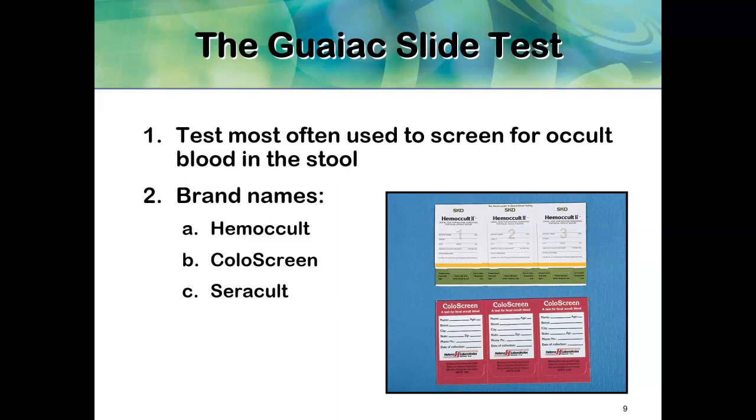The way that we do this is by using a test most often ordered to work as a screening tool for the occult or hidden blood in the stool.